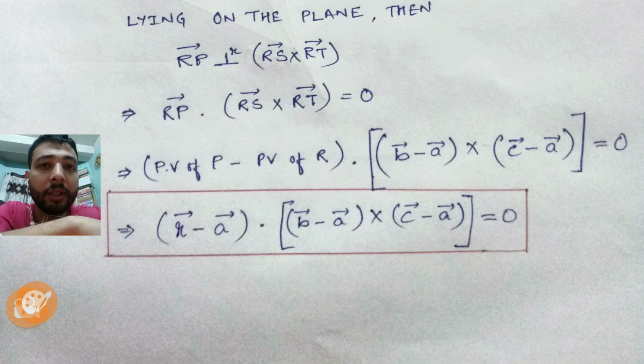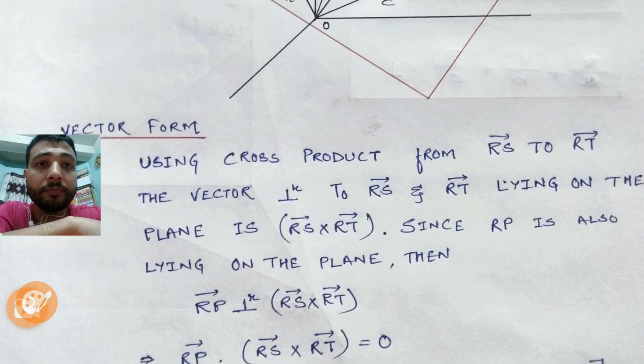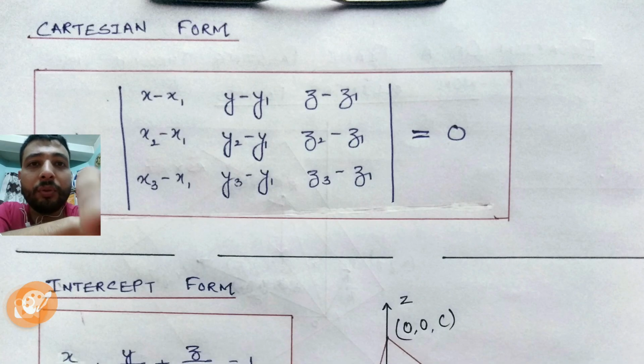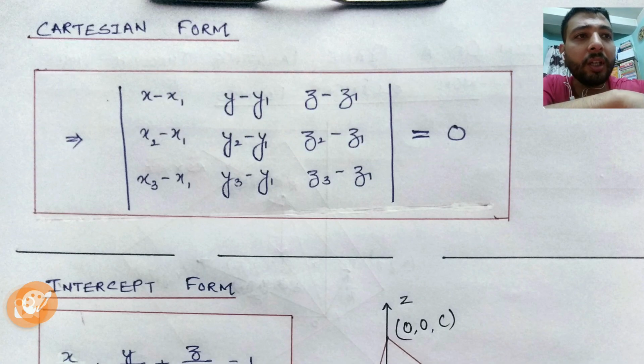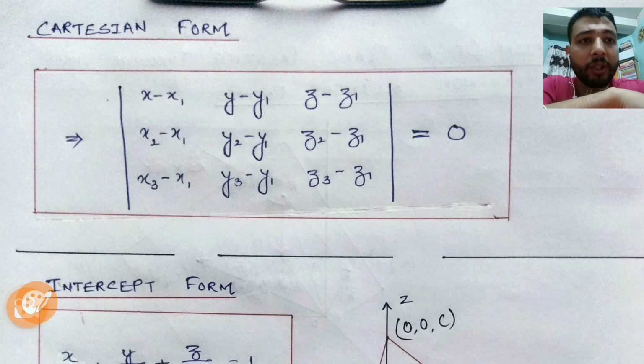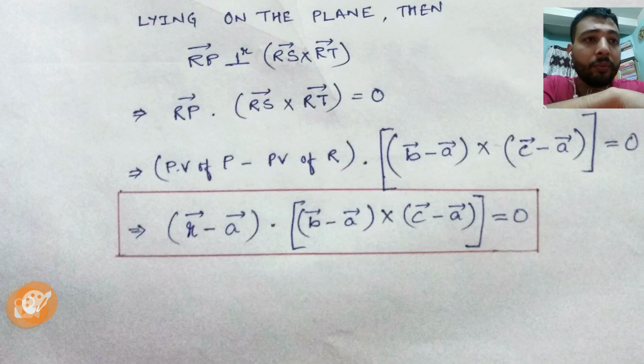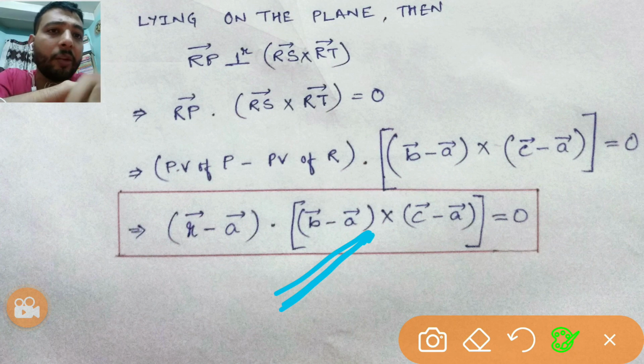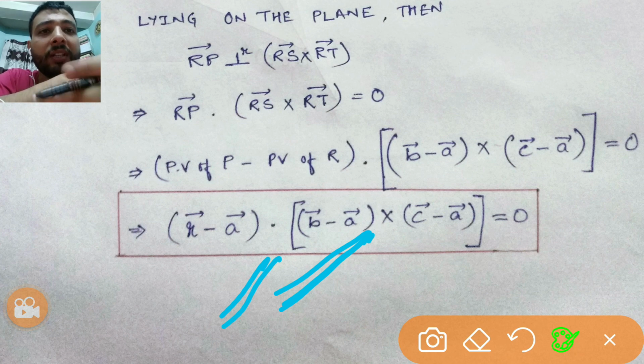Now let's see the Cartesian form. The Cartesian form, if you do it 2-3 times, you'll easily understand. And before that, let me tell you this: what we got here is called the scalar triple product. I'll be making a separate video on scalar triple product, but let's do what is relevant to your syllabus in this video.